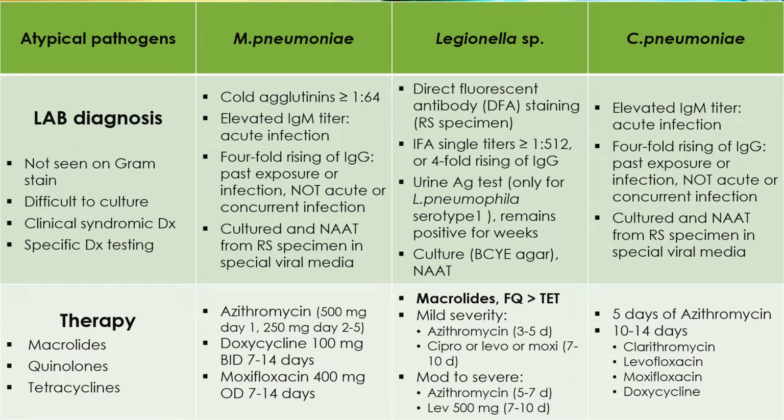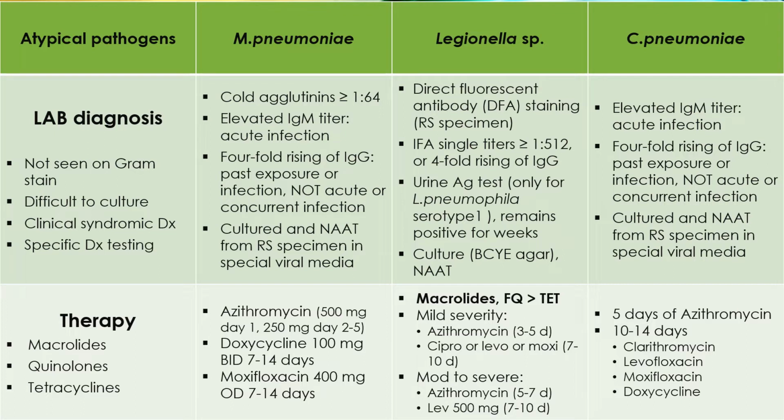For the urine antigen test in the US, there is a urine antigen test for Legionella, but only Legionella pneumophila serotype 1 can be positive in urine. The culture requires specific media such as BCYE agar, or you can use PCR to detect this organism. Some Legionella species such as Legionella micdadei can be seen by acid-fast stain. Chlamydia pneumoniae is the same as Mycoplasma: we use serology or PCR to diagnose it.